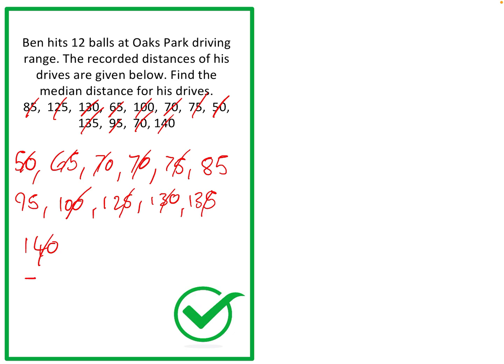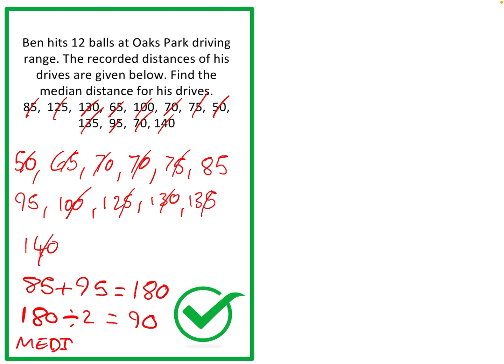So I'm going to do 85 plus 95. If you have a calculator, you go 85 plus 95, and that would equal 180. Now, that currently hasn't given me the middle. What I now need to do is half it. 180 divided by 2, and that equals 90. So the median would equal 90, because that's the middle of both 85 and 95.